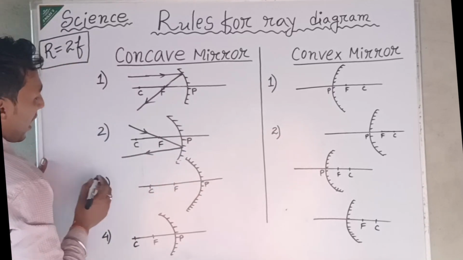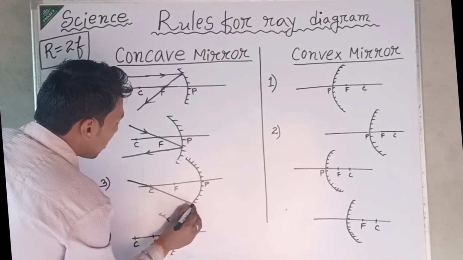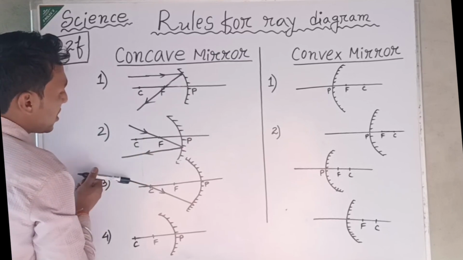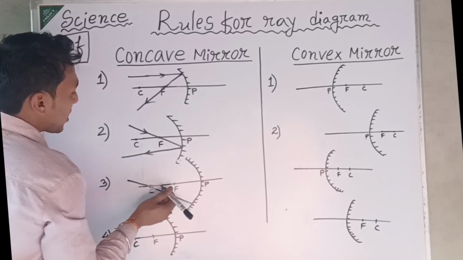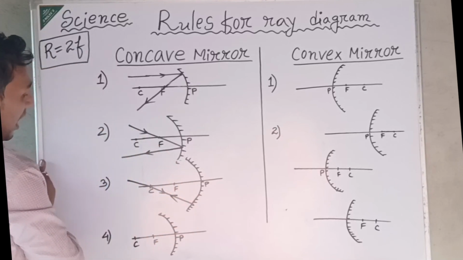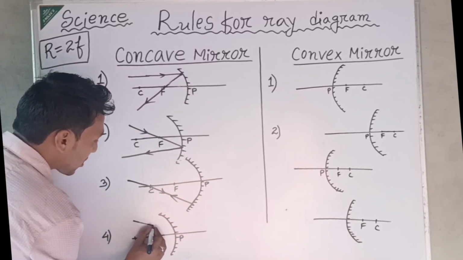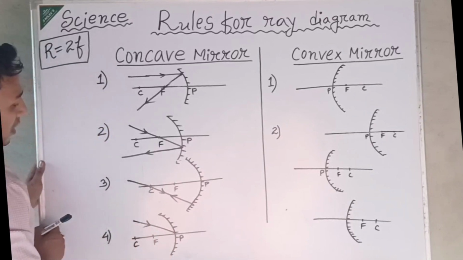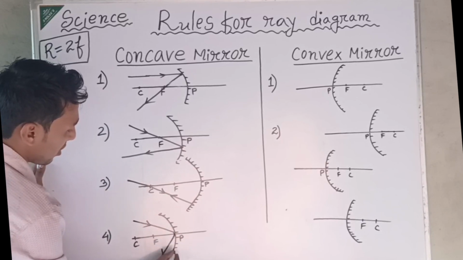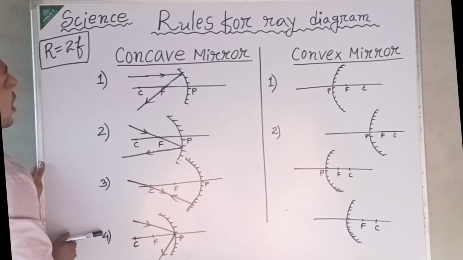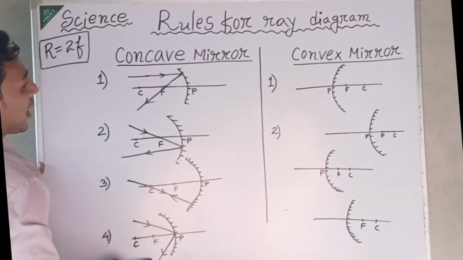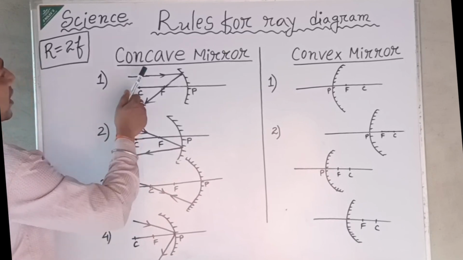And in rule number 3, we have: whenever a ray is passed through the center of curvature, this ray will return along the same path. If the ray is in this direction, then after reflection it will return along the same path. And in rule number 4, when a ray is incident on the pole, this ray gets reflected by making an equal angle. This is rule number 4 of the concave mirror. So these are the rules for the concave mirror.